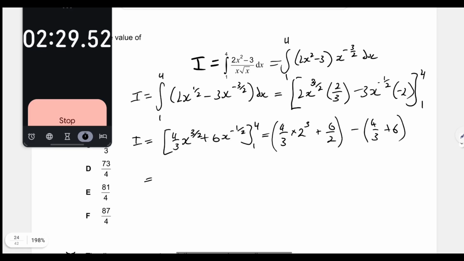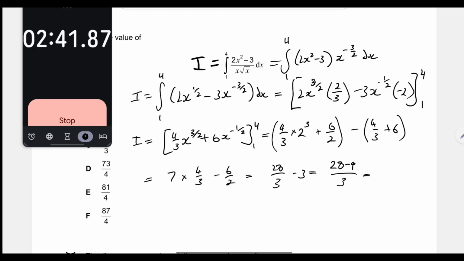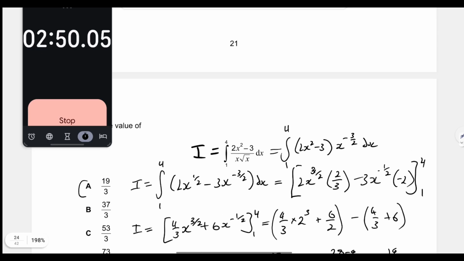So anyways, here we go. It's going to be 7 times 4/3 minus 6 over 2, which is going to be 28 over 3 minus 3, 28 minus 9 over 3, which is going to be 19 over 3. A.